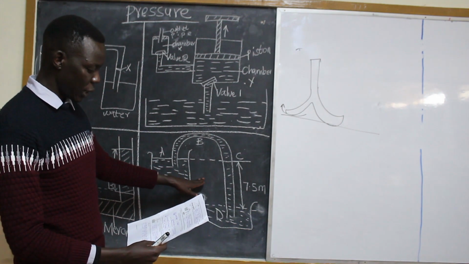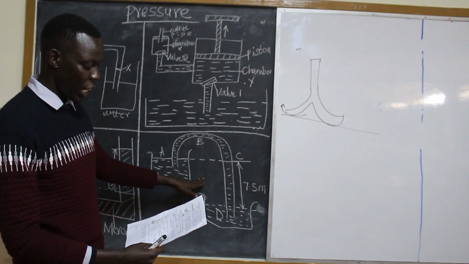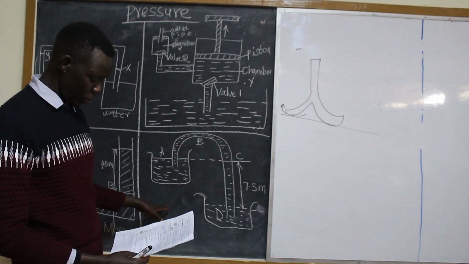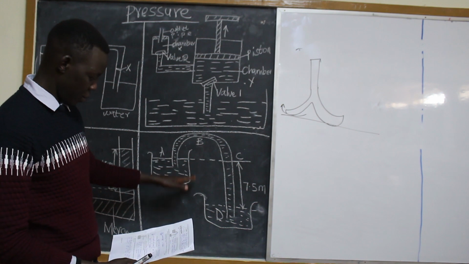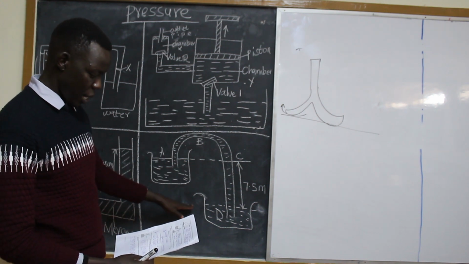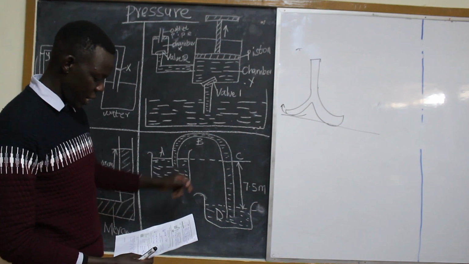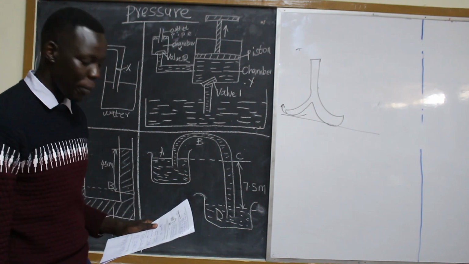The figure below shows how to empty water from a large tank into a low-lying container using a rubber tubing. Find the pressure difference between points A and D. But before that, explain why the tube must be filled with water before the emptying process starts.